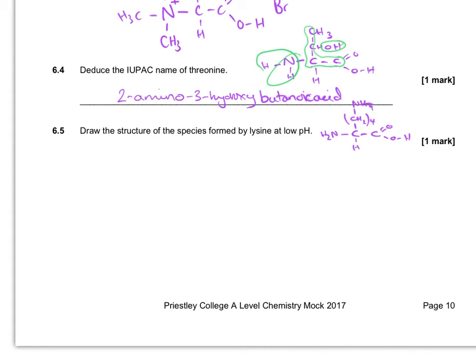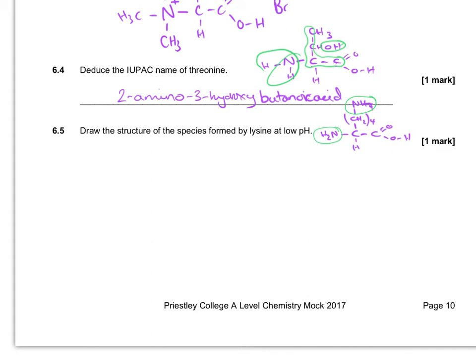Draw the structure of the species formed by lysine at low pH. So that's when it's in an acidic pH. So it's going to be a proton acceptor. So we need to have a look at where it could accept protons, and here's lysine drawn. So the nitrogen there could accept a proton, and the nitrogen there could accept a proton.